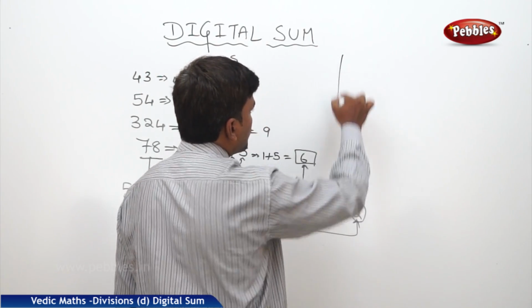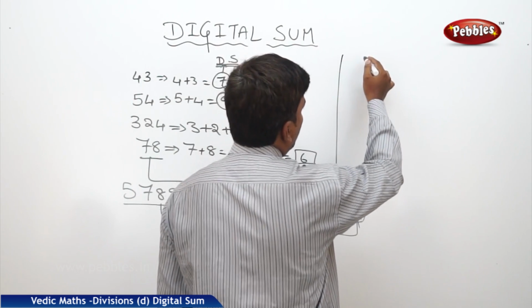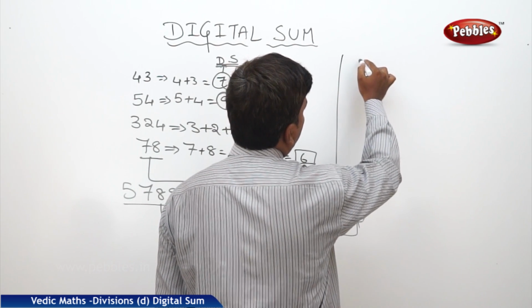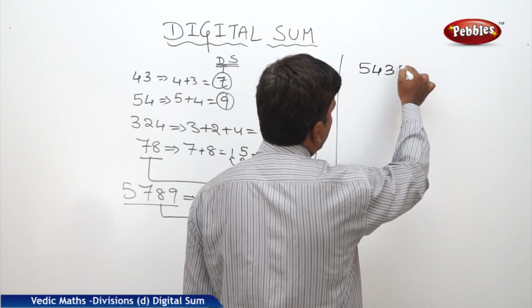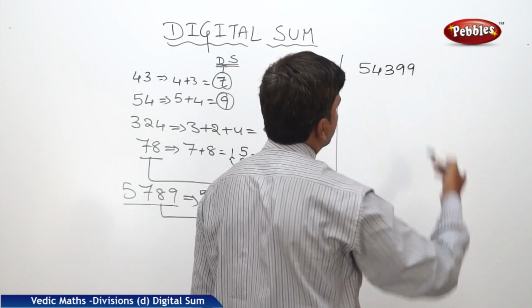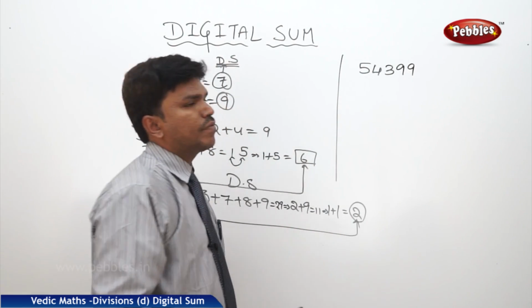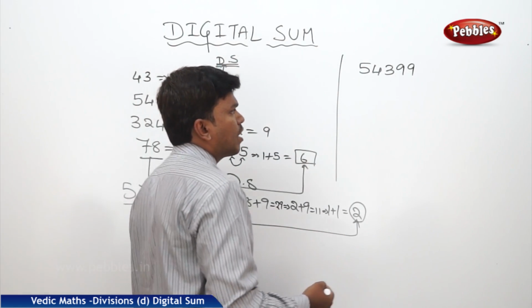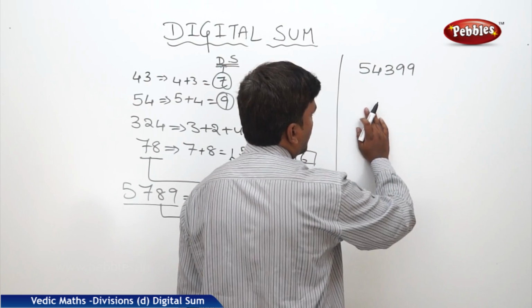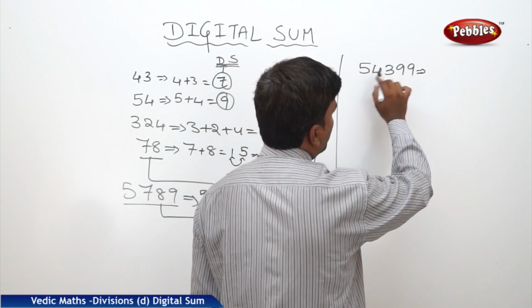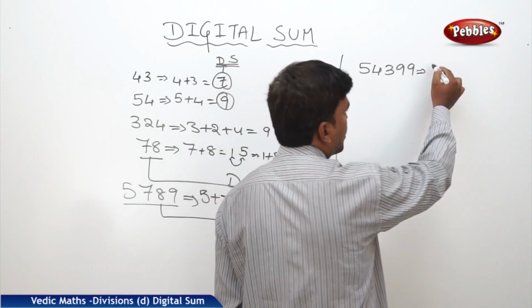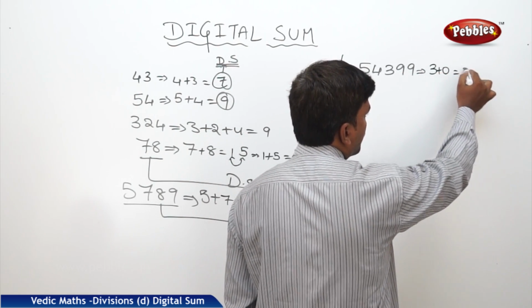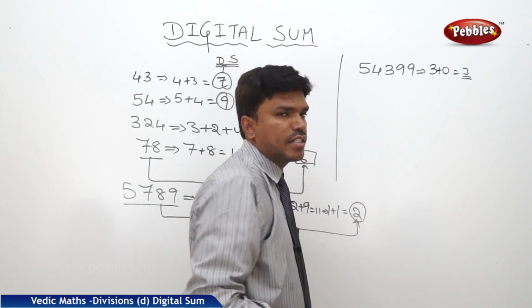Suppose if I ask you, I want the digital sum of say 54399. I want the digital sum of 54399. So what is the answer? 5 plus 4, 9, 9 plus 3, 12, 12 plus 9, 21, 21 plus 9, 30. 30 means again 3 plus 0, 3. Like that you can write.